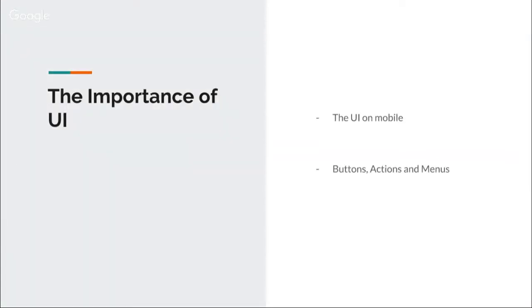Okay, so let's talk about the importance of the UI. There are 2 points that I'll cover in this presentation: the UI on mobile, and the main ways we can interact with the UI in mobile, being buttons, actions, menus, and, you know, the navigation drawer, the toolbar, and the bottom navigation, those kinds of things.